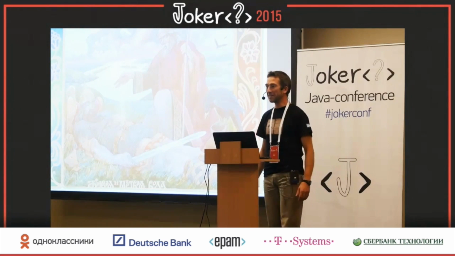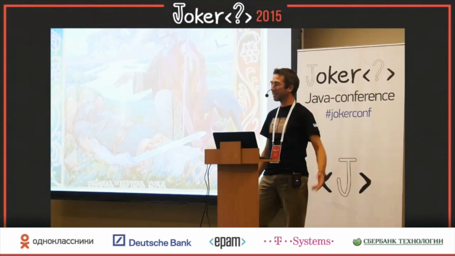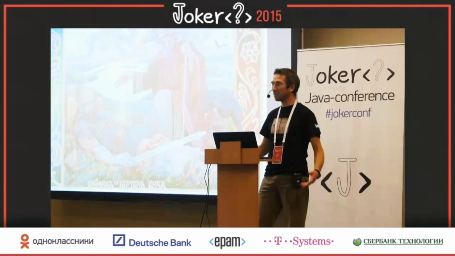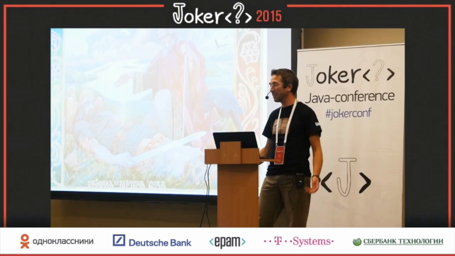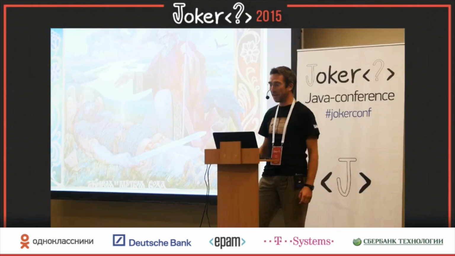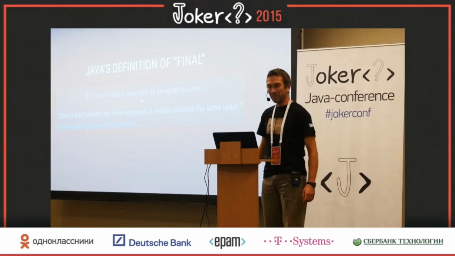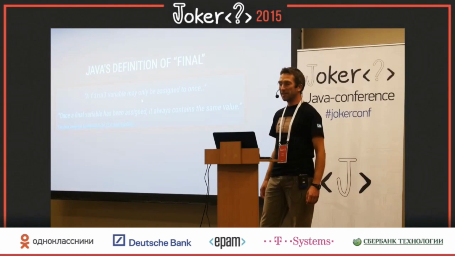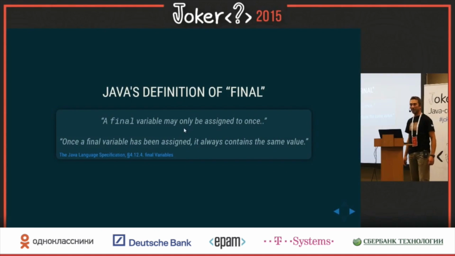And it's the same in life when a dog or a bird dies, and the children don't understand it, and they tell them, well, the dog died unfortunately, and the next day they ask, yes, but when will he come back? When will he get the water of life? And this is a little bit similar to final in Java, because according to the Java definition, a final variable may be assigned only once, and once a final variable has been assigned, it always contains the same value. That's what the Java language specification says.